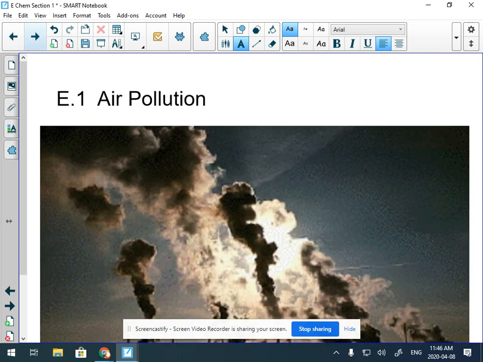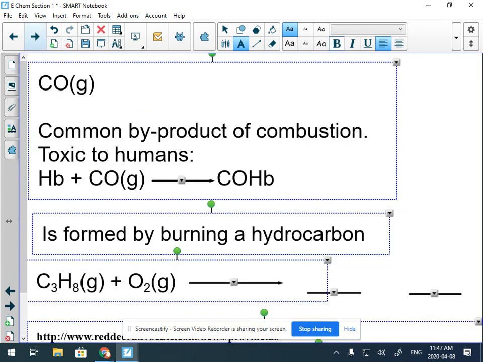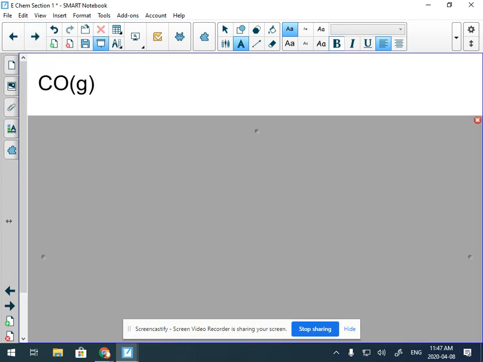Okay. So we're going to be looking at air pollution to start with. This has nothing to do with climate change. This is the stuff released by human activity that causes problems to the environment. The first thing we're going to talk about is CO. You can fill out the notes in the little note pack that I sent out for today. This is carbon monoxide.